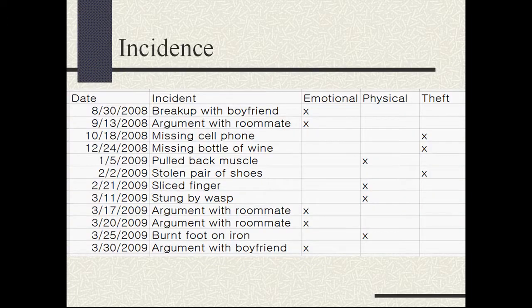Incidents. The first step is to list any events that you have found relevant, making sure to include the date. Here I have listed about 12 incidents that happened to me over the past 6 months. They include things like a breakup with a boyfriend, missing items, or a bee sting. I've included the date, the incident description, and 3 overarching categories, which are emotional risk, physical risk, and the risk of theft.